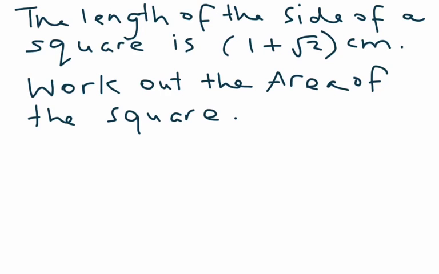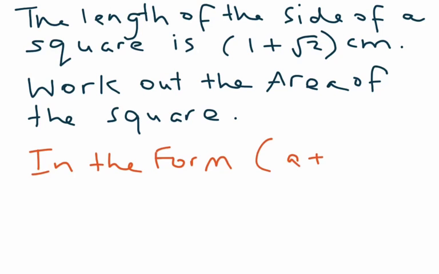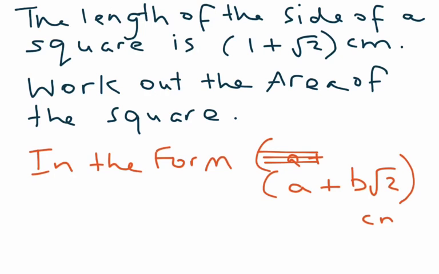Okay, here's the important part. It wants us to give our answer in the form A plus B root 2 centimetres squared. Don't forget your units. So this part written in red looks quite complicated, and they always include that. It just means that's what our answer's going to look like. So it's actually a big clue, to be honest. And we need to find out what the A and the B are. They're just going to be numbers, whole numbers, which are called integers.